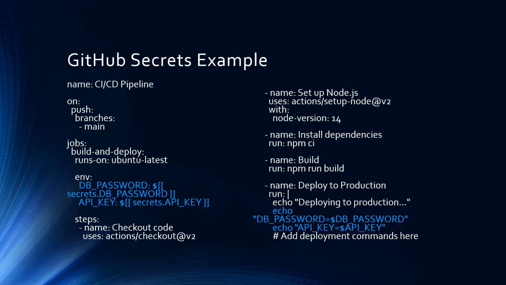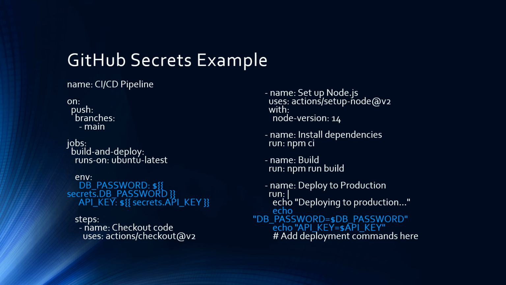The syntax $secrets.secret_name is GitHub's secure method for accessing secrets stored in your repository settings. These secrets are encrypted at rest using a libsodium sealed box, never exposed in logs, only decrypted when needed during workflow execution, and automatically masked if accidentally printed to logs.